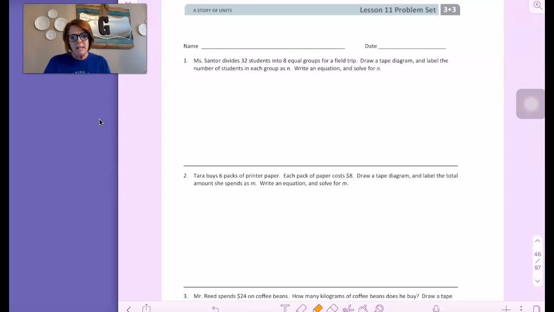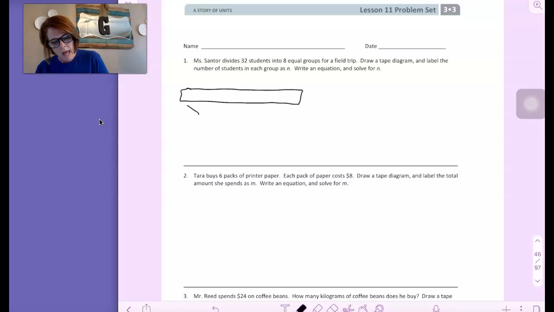It says Ms. Santor divides 32 students into 8 equal groups for a field trip. Draw a tape diagram and label the number of students in each group as n. Write an equation and solve for n. So we need to think about what we know and what goes on our tape diagram. So let's draw our tape diagram. And remember, the total always goes at the bottom.